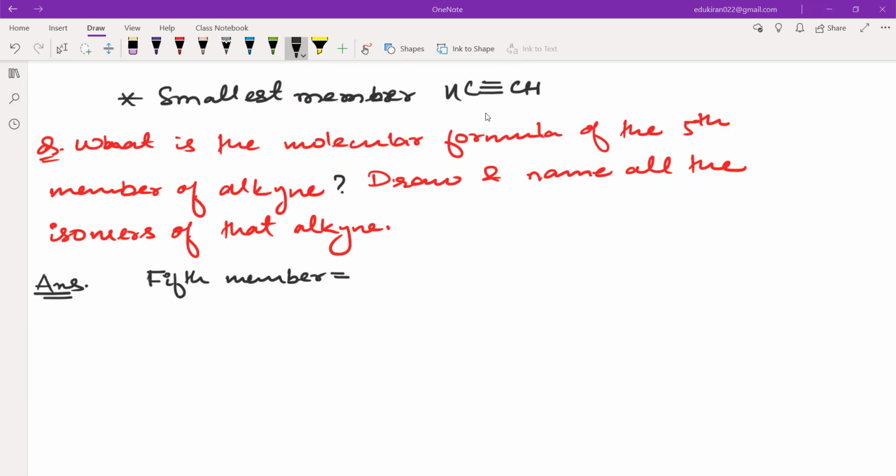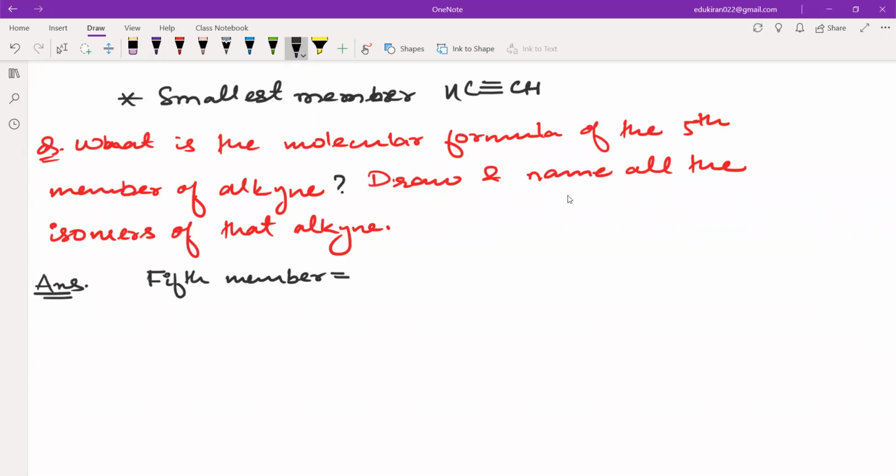Samira? What is going to be the first member of alkyne? First member of alkyne has how many carbons? One. एक कार्बन में तीन बॉन्ड कैसे बनाइएगा आप? You cannot have three bonds in one carbon. Yes, sir. So first member will have C2. So fifth member will have how many carbons?